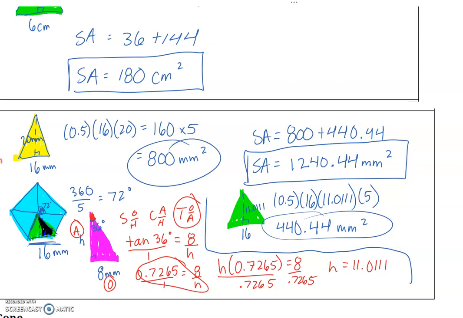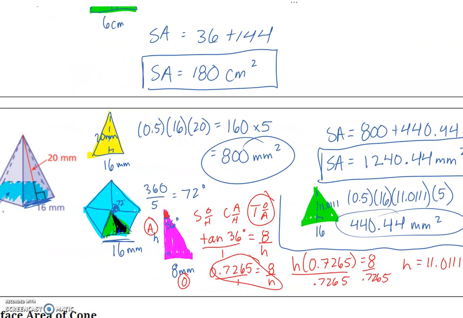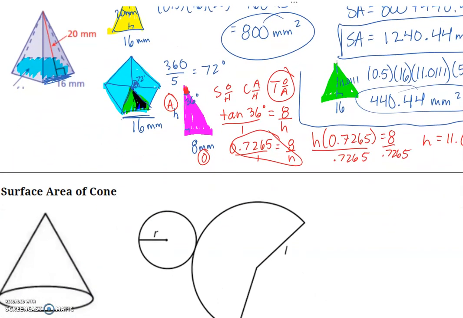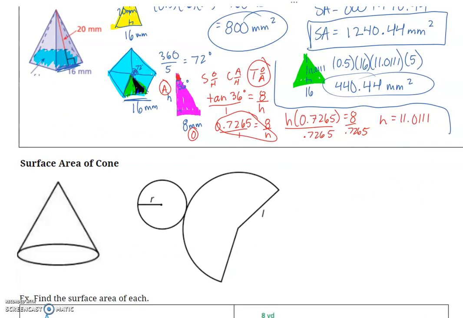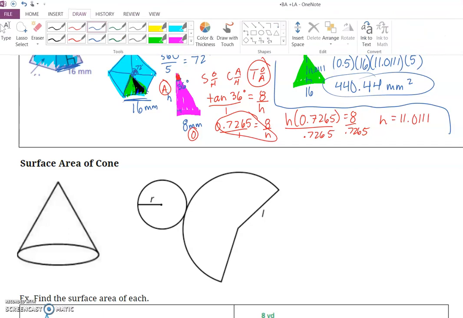Fabulous. We're going to move on to talking about cones at this point. So pyramids and cones are very similar in terms of the fact that they both have one base and then lateral area that all reaches at one common point called the vertex of the cone or pyramid. Looking at this cone, remember it has a circular base. If I cut apart the cone, it's going to look something like this.